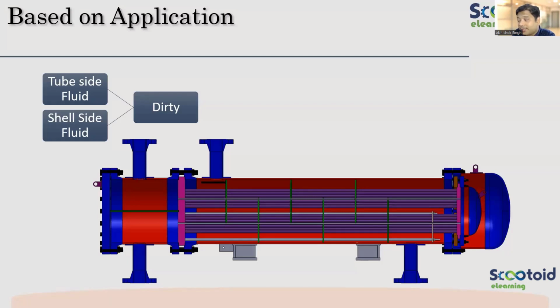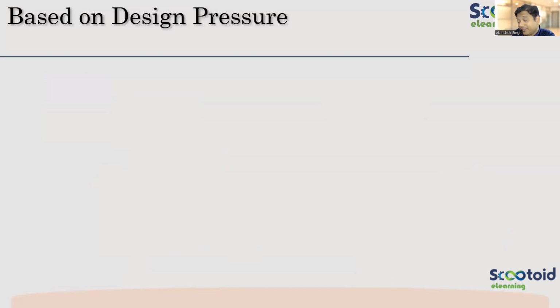If both sides are clean, then definitely I can go with this floating type. Why? Because I can remove the tube bundle out from this configuration. So I can clean the tube bundle, and tubes are very straight, so cleaning will be very easy for us. Shell side I can clean, tube side inside also I can clean. So it will be suitable for the dirty fluid if it is there on both sides. So AES is very suitable for both sides dirty.